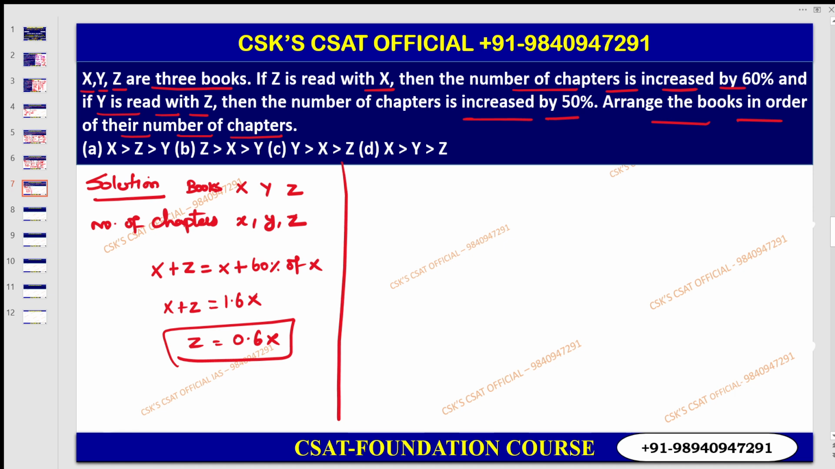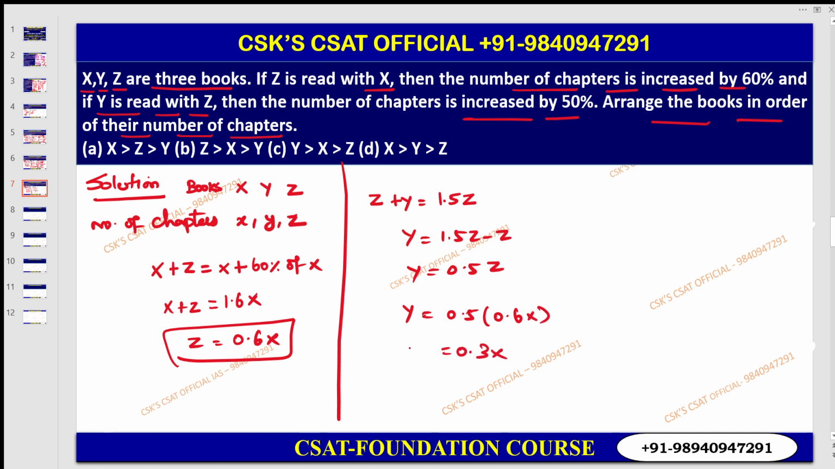Next here, when Z is added, it increases by 50%. So actually you are doing 100% of the chapters with respect to Z. 50% here increases. So what happens here? 1.5 of z. Then y becomes 1.5 of z minus z, which is 0.5 of z. Now z is there. Please convert that value. Then only we can arrange here. So 0.6 of x, therefore it becomes 0.3 of x.